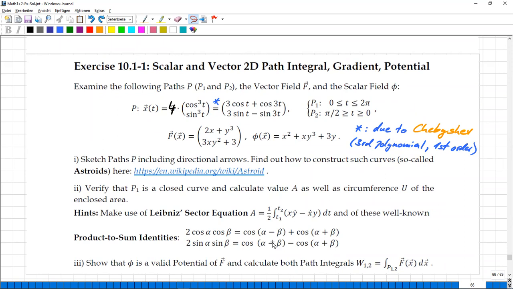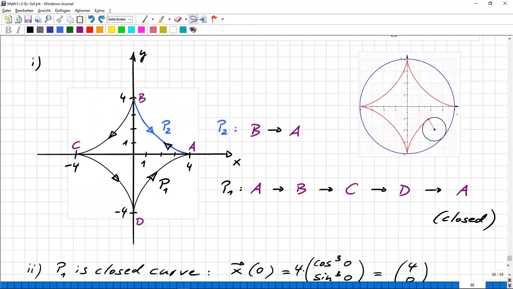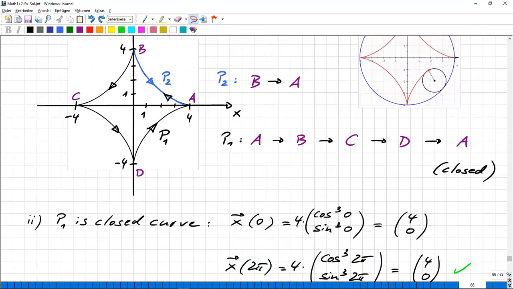So that's our topic now. And look, why is P1 a closed curve? Well, that's rather simple. We just take our starting value for t and the end value, which are 0 and 2 pi, and then just insert. And you see that the cubed cosine of 0 is 1, of course, because cosine of 0 is 1, and 1 cubed is still 1, while the sine of 0 equals 0. So we get 0 in the second component, but then everything scaled up with a factor of 4. So we end up in 4, 0.